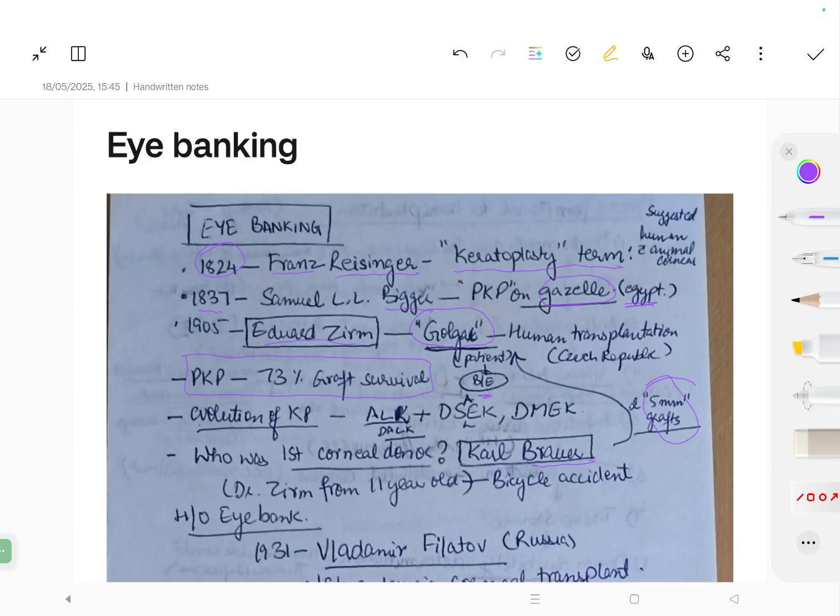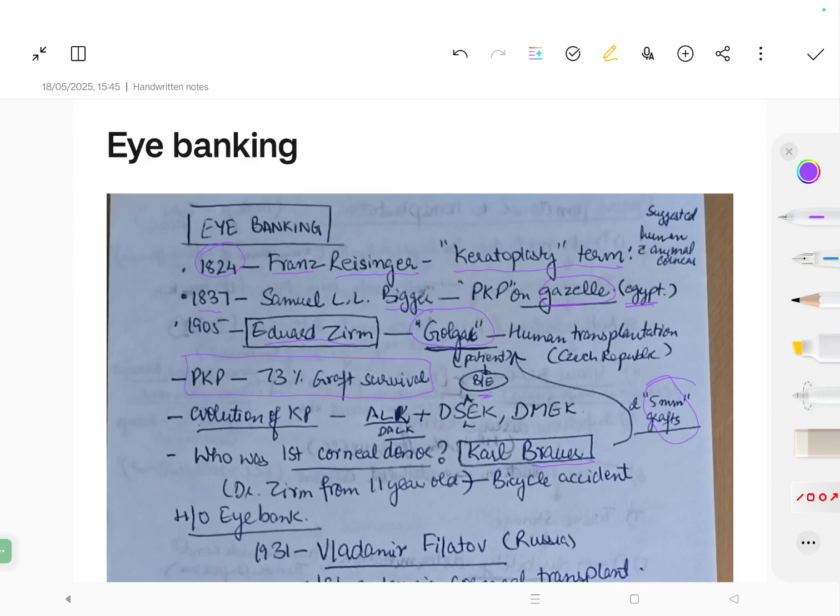Who was the first corneal donor? Already discussed. He was Carl Brauer, who had a bicycle accident, and Dr. Edward Zirm transplanted his cornea to the patient named Golgi.